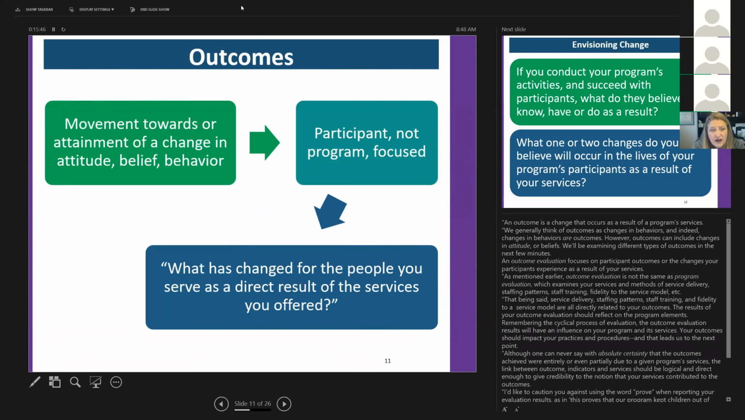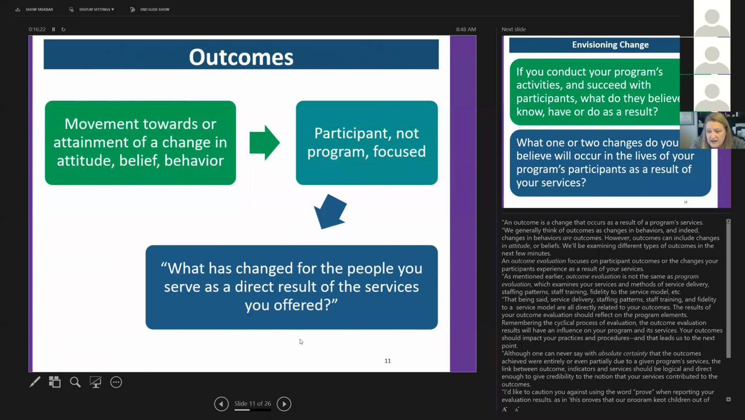And so the hope is that you're writing outcomes that really are identifying a change, a movement, some sort of difference within the participants that participate in your program. What's going to be different for them in terms of an attainment or a movement towards an attitude, a behavior, a belief? What has changed for the people you serve as a direct result of the services that you offer? And that's what can be really important, I think, for people to examine and look at.